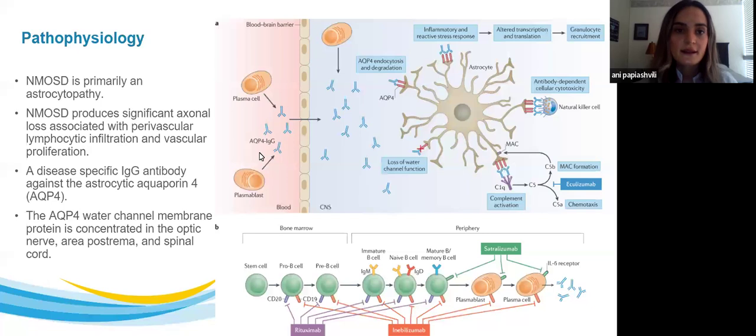Before I go to another slide, I want to tell you that these aquaporin channels, which will be damaged by autoantibodies, are mostly prominent in the central nervous system, especially in the area postrema, also the spinal cord, and also the optic nerve. This is the reason why in neuromyelitis optica we mainly have damage of these three parts. And I will explain step by step what the characteristic features of each of them are, right?